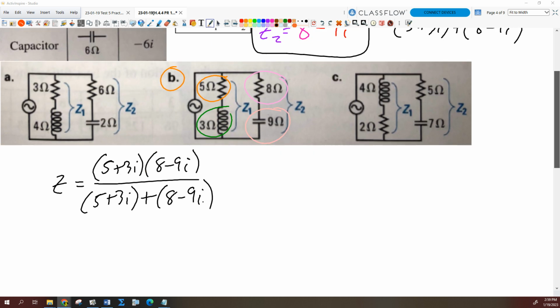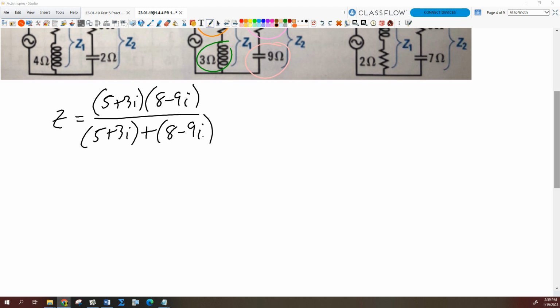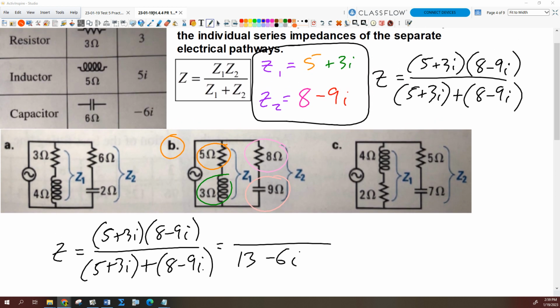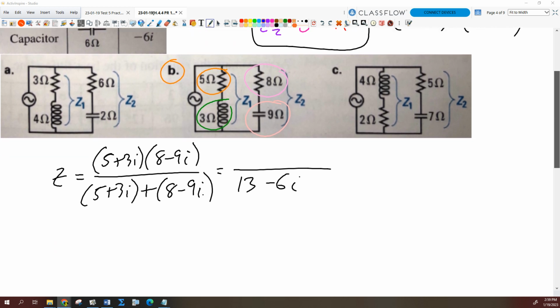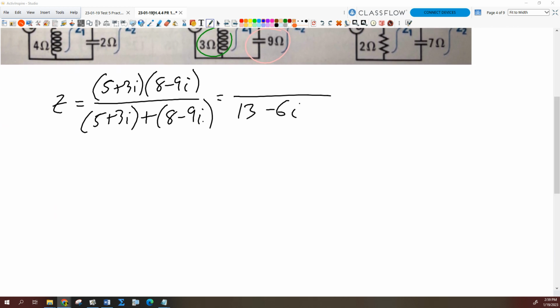Okay, so the bottom is a piece of cake, right? What's the bottom going to be? Add like terms. The top is a little more involved. On the top, we're going to have to FOIL.